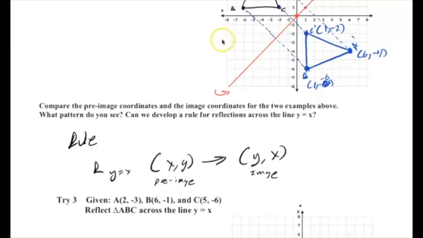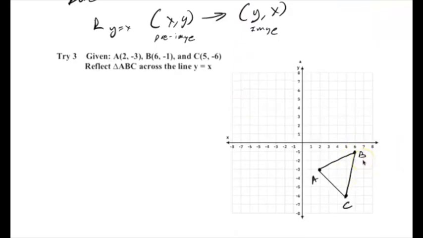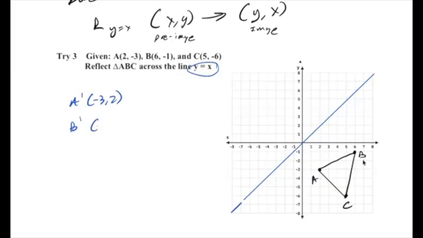And actually, this is probably the one where I think it's easiest to just do the math. Here's my picture. And if I want to do the reflection across the y equals x line, which is again this line here, I actually think this is easier to do the math way. We're just going to switch it. All we have to do is flip the numbers and then plot our new numbers: -3, 2; -1, 6; -6, 5. And then we get a graph that looks like this. A', B', and C'.